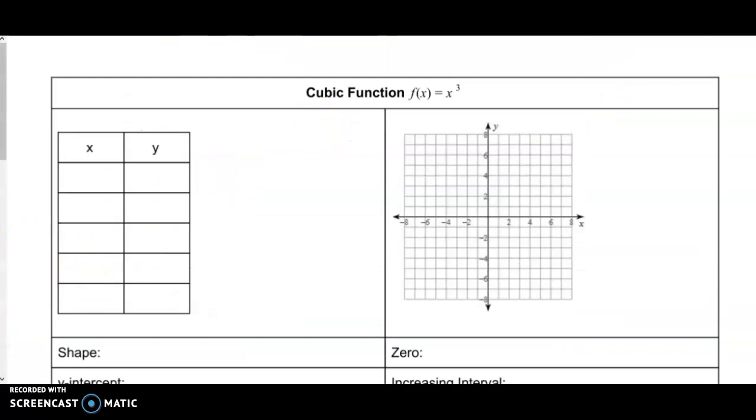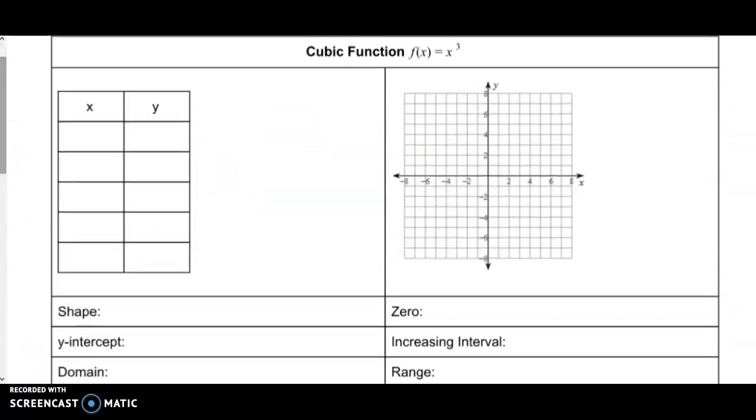All right, cubic. So we have f of x equals x cubed. So I can actually plug in any x value that I want, and you can cube it. So I'm going to pick my -2 all the way to 2. So when I cube it, I times this by itself 3 times. So -2 cubed would be -8. -1 times -1 times -1 is -1, 0, 1, and 8.